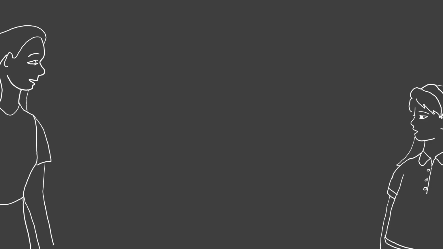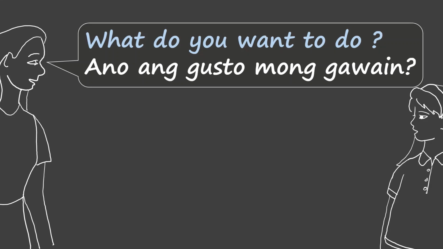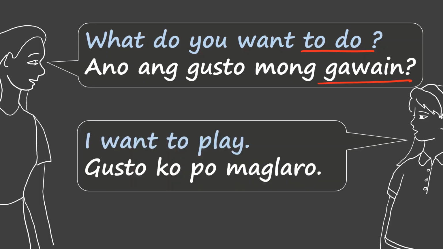Instead of what object you want, you may also be asked, what do you want to do? Ano ang gusto mong gawain? To do, gawain. Here is an example of saying what you want to do. I want to play. Gusto ko po maglaro. To play is maglaro.